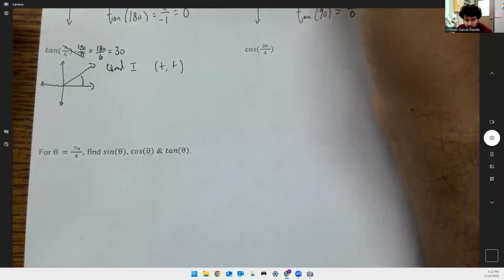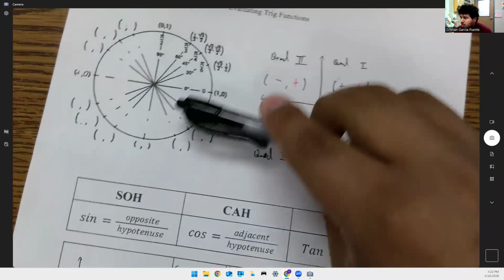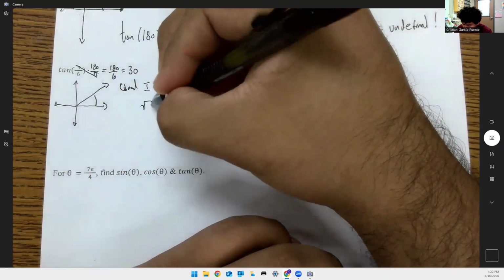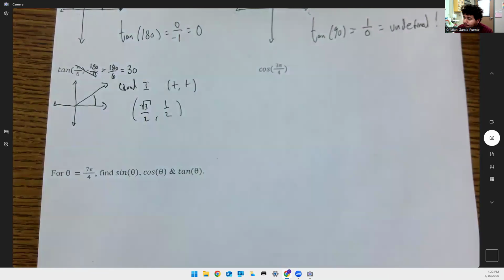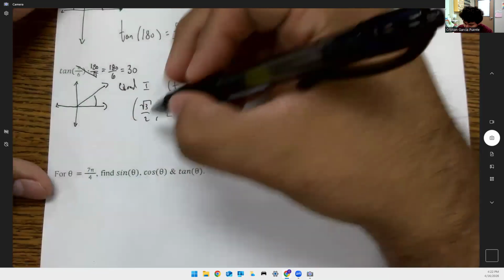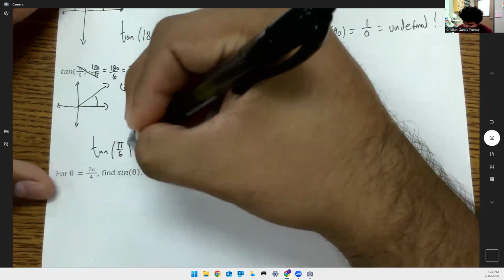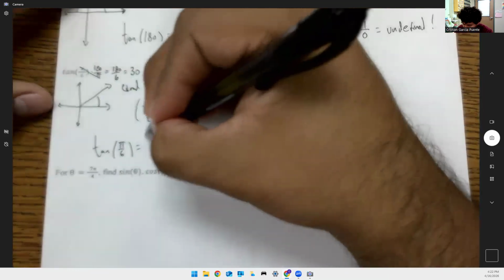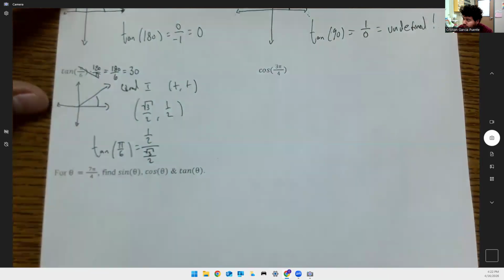So you're going to turn your page around and go to 30 degrees and see what it is at 30. At 30 degrees, it's root 3 over 2 and 1/2. So that's what we're going to put. So we're just going to put root 3 over 2 and 1/2. Now we're finding tan of pi over 6. And tan is just equal to y over x. Your y is 1/2. Your x is root 3 over 2. And now you just got to simplify.